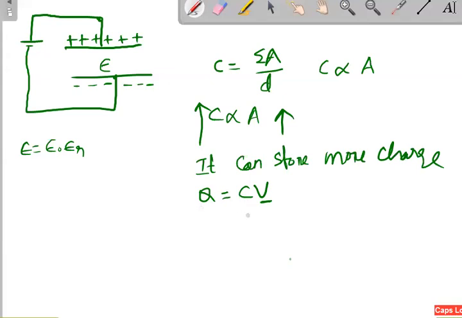If you want to have more C, then for a given voltage, if your capacitance value is high, you can store more charge, because this V is fixed. It is coming from the battery, which has an infinite amount of energy. But how much you can store depends on your capacitor value.